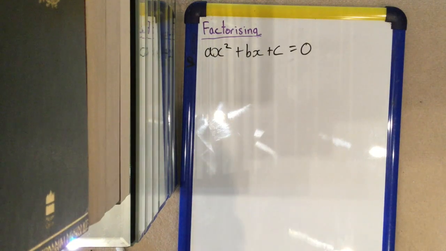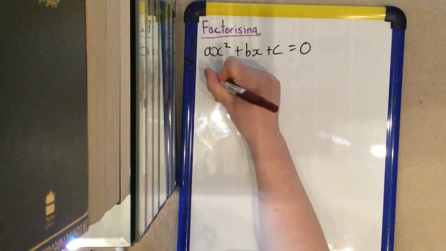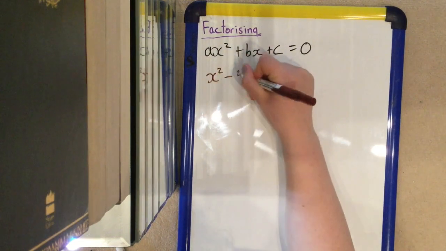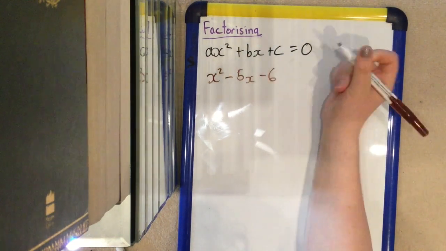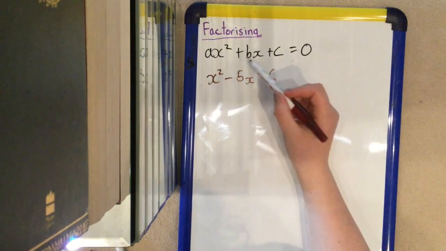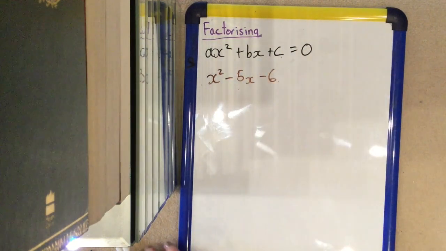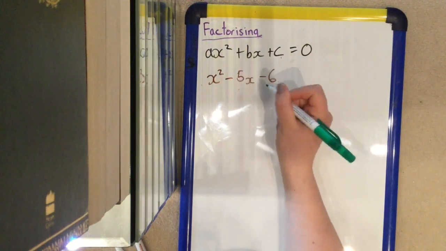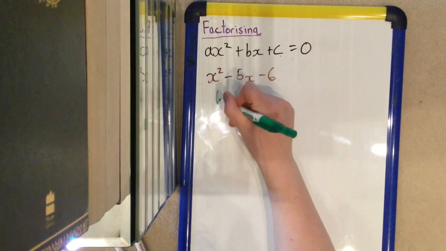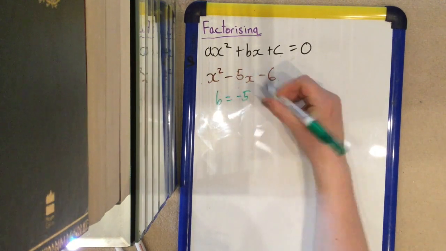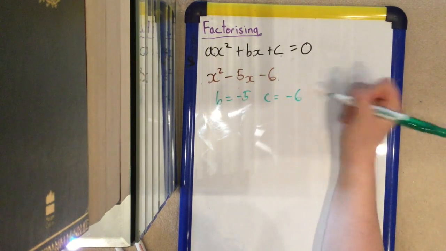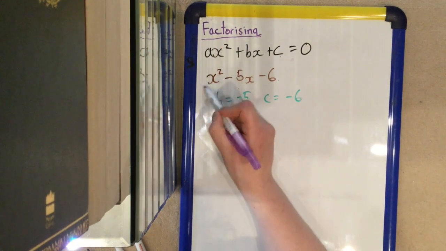We're going to demonstrate this with my first quadratic, which is x squared minus 5x minus 6. In this case, a is 1, b is minus 5, and c is minus 6. Now keep that in mind, we're going to need it later. For a quadratic, first thing you do is identify your b and your c. In this case, as I said, b is minus 5 and c is minus 6. In this case, a equals 1.